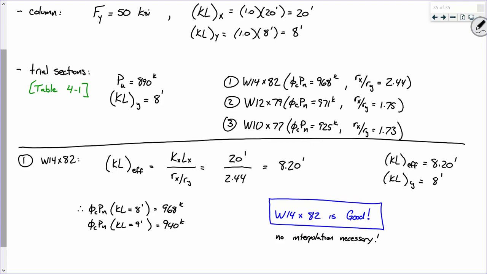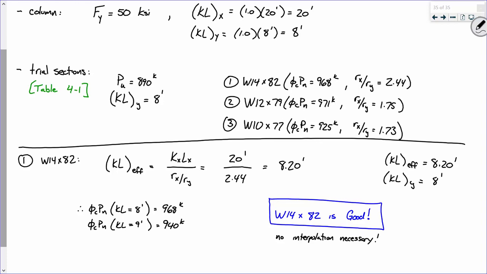Now, if we stopped right now, just stop the problem, and said the W14 by 82, it will work. It is a safe column to resist those loads. Should we keep moving on? Should we press forward? Because we've got other columns that are lighter, right? We have the W12 by 79. We have the W10 by 77.